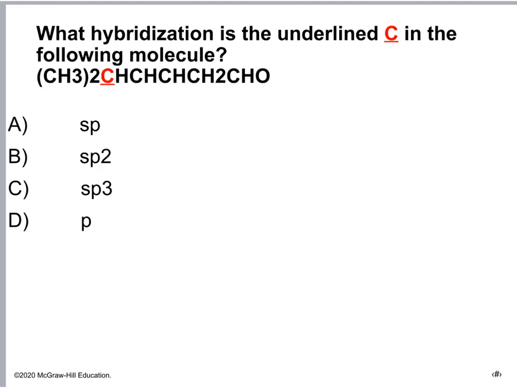All right, welcome to Chapter 2, Acids and Base lecture. So, what hybridization is the underlying carbon in the following molecule? This is review from Chapter 1.